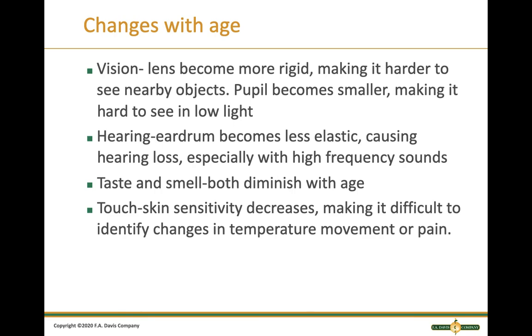Alright, as we age, there are changes to our body. It is a merciful thing. We're not meant to live forever. But some of the changes with vision, the lens becomes more rigid, making it harder to see nearby objects. The pupil gets smaller, which makes it harder to see in low light.